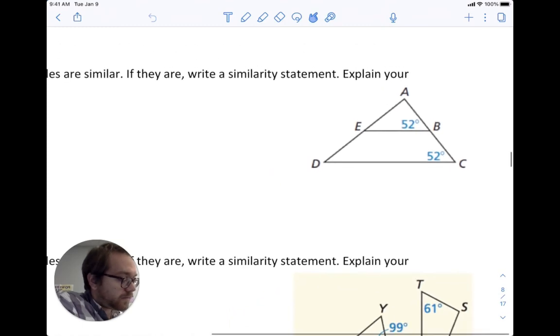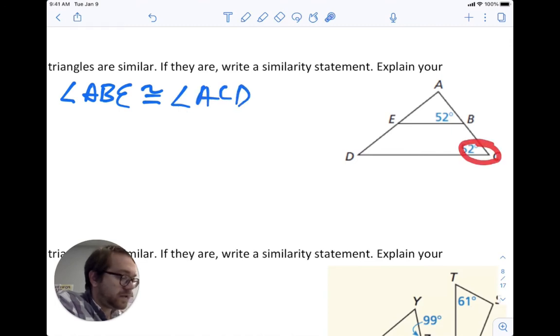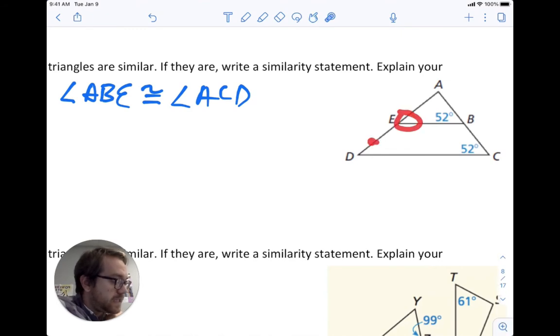So all we know at first is that angle ABE, this angle here, is congruent to angle ACD, this angle here, because they're both 52 degrees. So are there any other angles that we can understand something about? Well, E and D here we don't know. Okay? We don't know what those are. And we don't know what A is either. And so I can't take 180 minus 52 and then minus something else to figure out what the others are. So I can't do something like that.